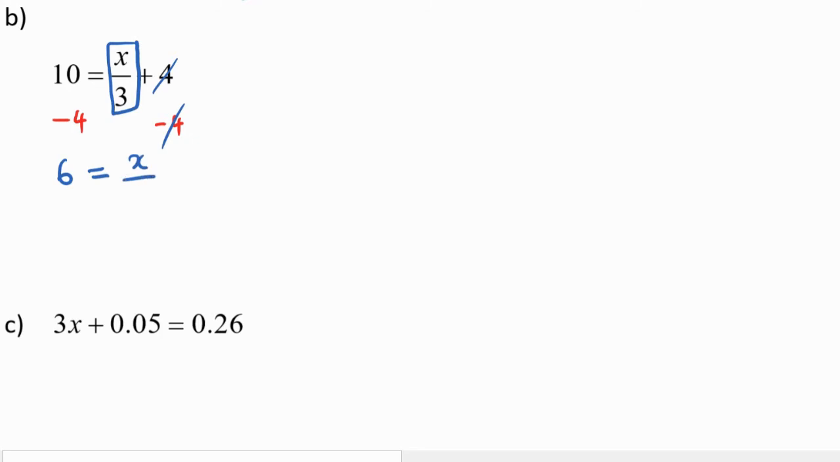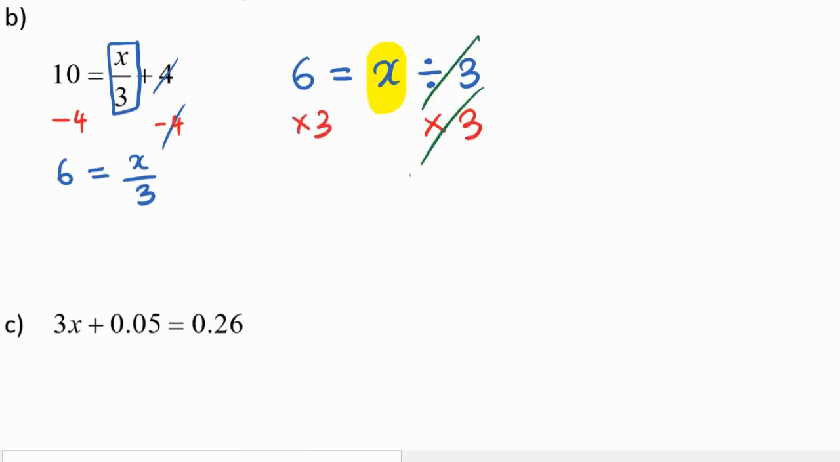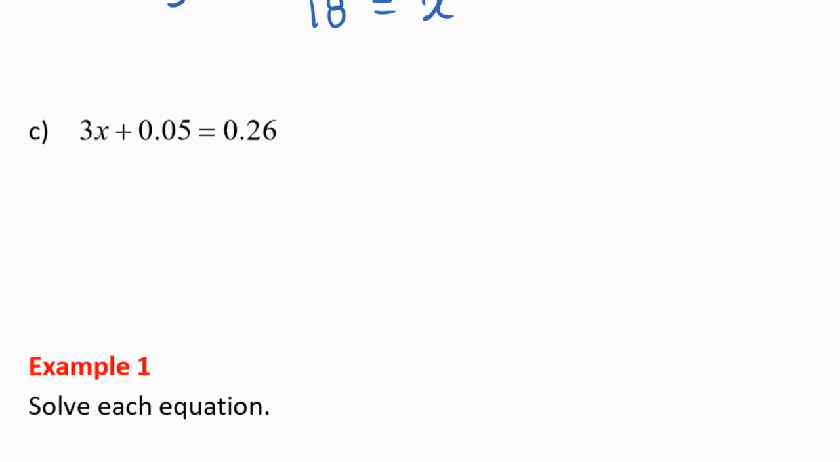I get x over 3. So everyone, when you have a division bar, this is same as division, right? So if it is confusing, you can just rewrite it. 6 equals x divided by 3. And everyone, our goal is to isolate x. Let's get rid of the division by using inverse operation. Multiply by 3. Then this will be cancelled. You have x isolated. 6 times 3, that is 18.